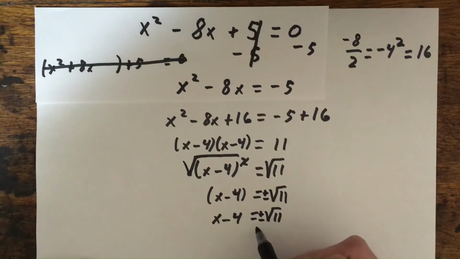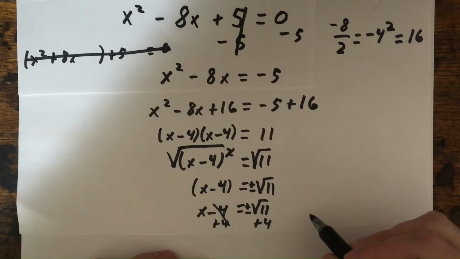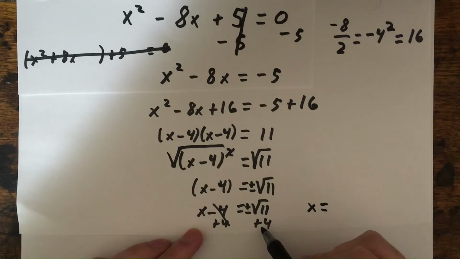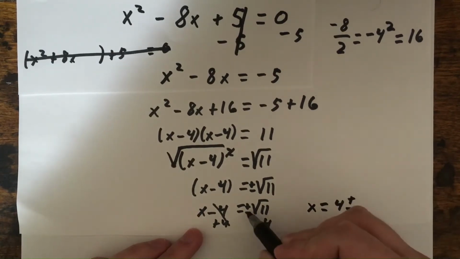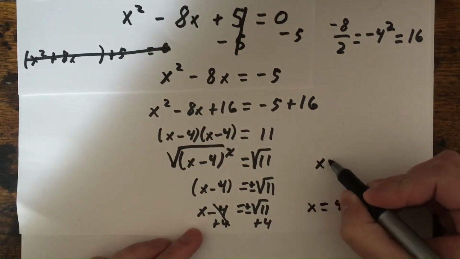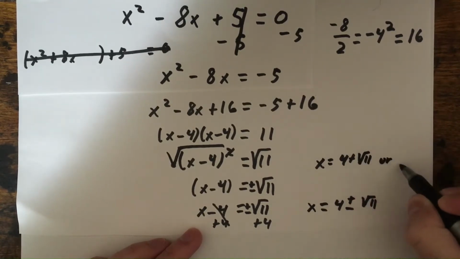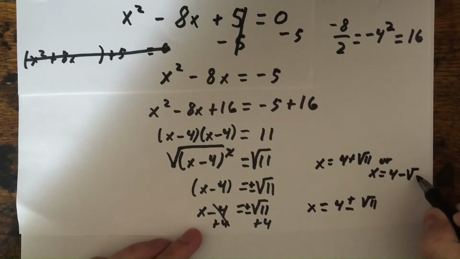And let's simplify it by adding 4 to both sides. I'm running out of room here, so I'm going to move over here and write our final answer: x equals 4 plus or minus the square root of 11. So you might have to write that as x equals 4 plus the square root of 11, or x equals 4 minus the square root of 11.